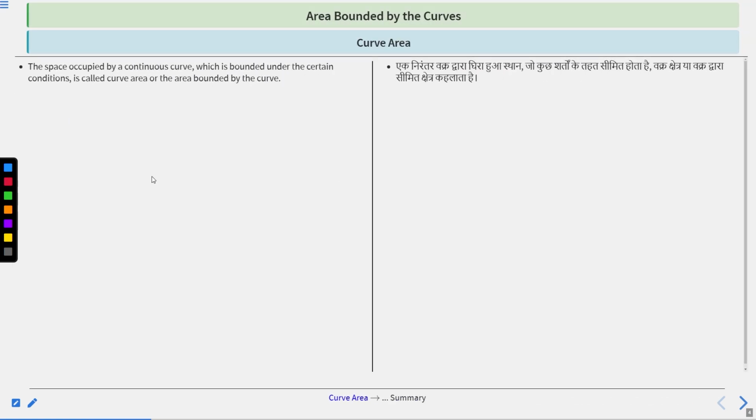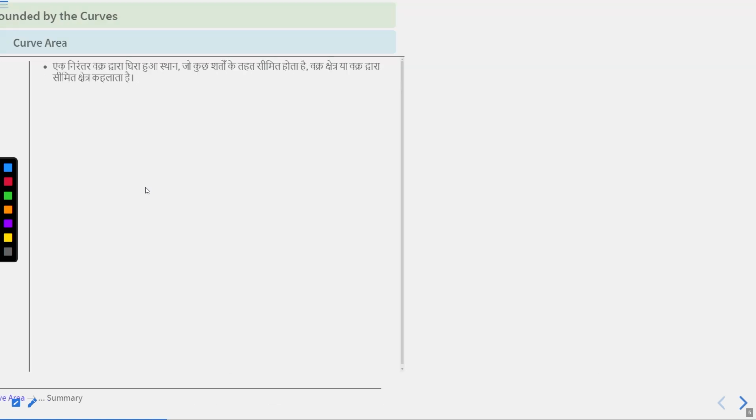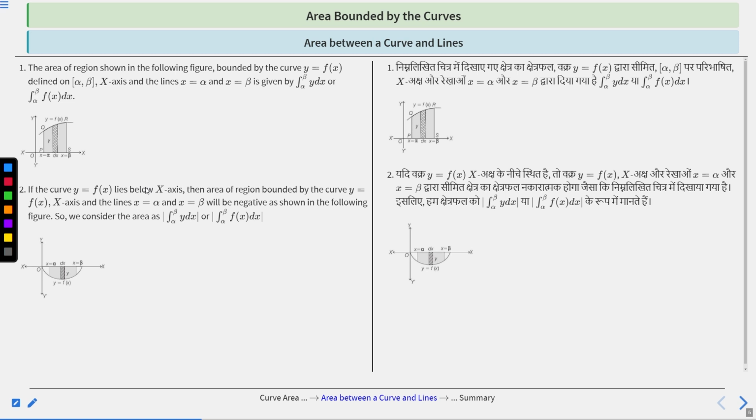Curve area is basically the space occupied by a continuous curve which is bounded under certain conditions. It is called curve area or area bounded by the curve. Got it? Next one is area between a curve and a line. Suppose we have a curve y equal to f(x), and we have drawn two lines, one at x equal to alpha and one at x equal to beta. And we have to find the area of the shaded portion. So how will we find the area of the shaded portion?